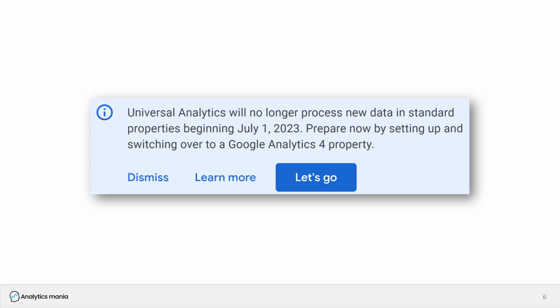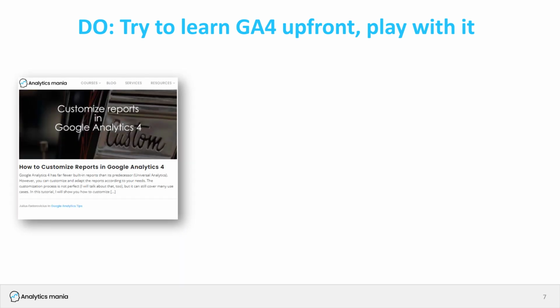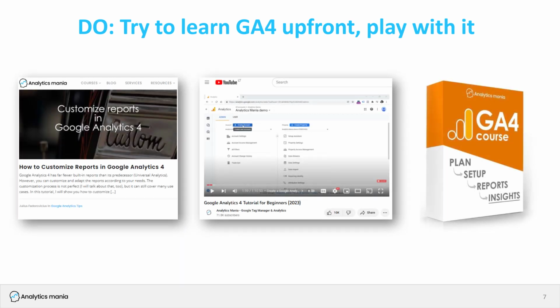So the first thing that you should do, at least that's what I believe in, is that you should try to learn Google Analytics 4 upfront as soon as possible and play around with it. There are many resources you can choose from: blog posts, videos, you can take courses, and not necessarily my courses or my content. There are many other creators as well, so you can choose whatever you like. But my main point is that you should try to play around with Google Analytics 4 right now, because there is a steep learning curve.